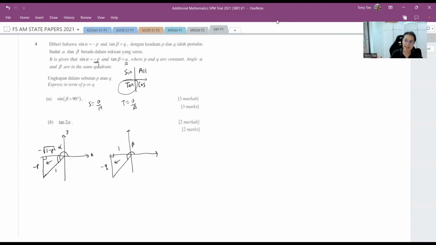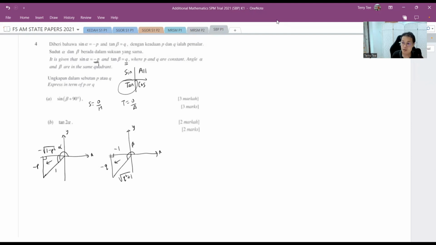Why? Because on the left-hand side of the y-axis, you put a negative in front of 1, and you put a negative in front of Q because Q is below the x-axis. Right? If it's in quadrant 3, your x and y are both negative. As for your hypotenuse, it is always positive, so you put a square root. You can write q squared plus 1. You can write 1 plus q squared, doesn't matter.